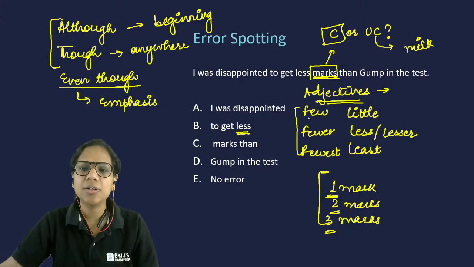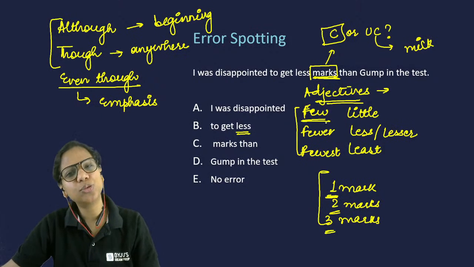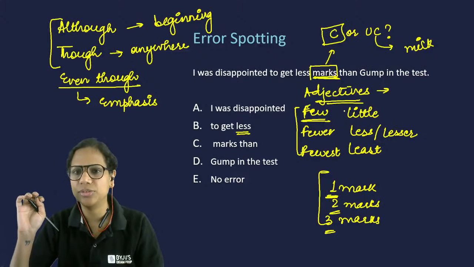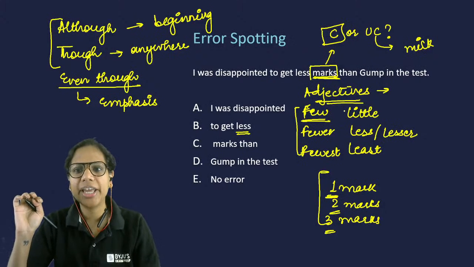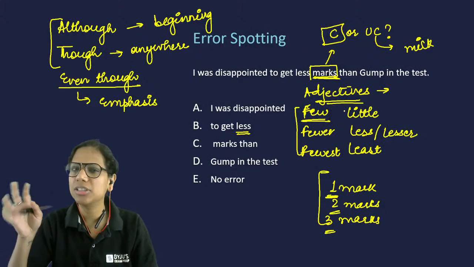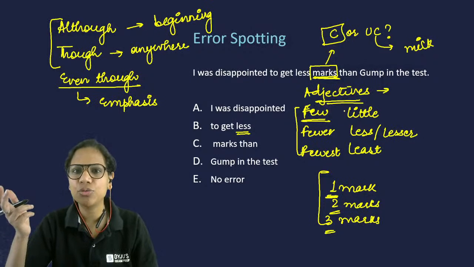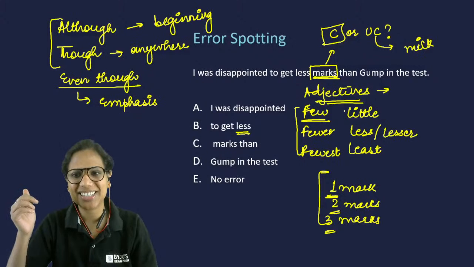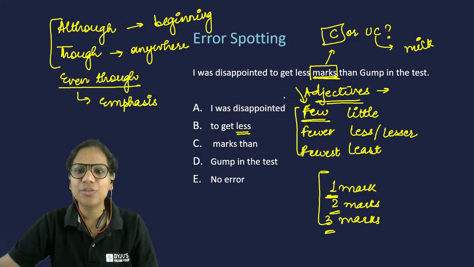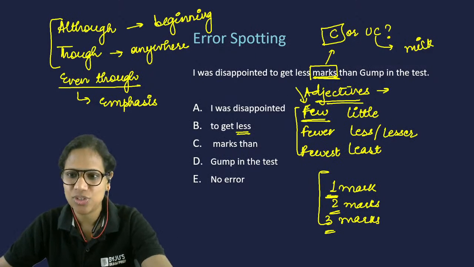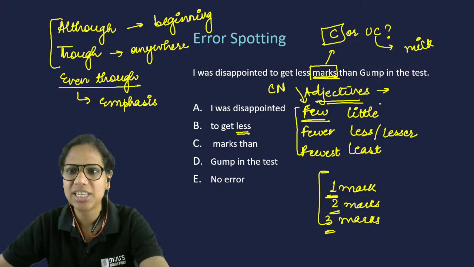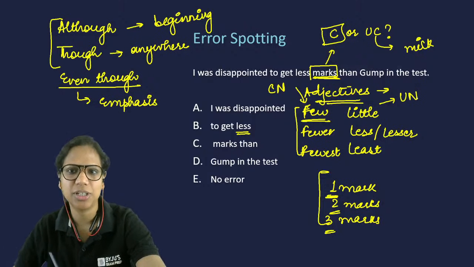Now, few, when will it be used? With a countable noun or with an uncountable noun? I have a few milk. That does not make sense. But I have a few chocolates. Absolutely makes sense. So few is used with countable nouns, whereas little is used with uncountable nouns.